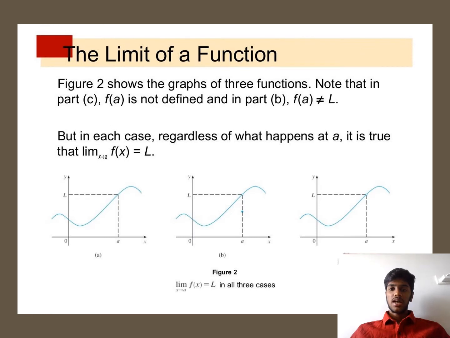Figure 2 shows the graphs of three functions. Note that in part C, f(a) is not defined, and in part B, f(a) is not equal to L. But in each case, regardless of what happens at a, it is true that limit as x tends to a of f(x) equals L. These are the graphs of three functions. Here, limit as x tends to a of f(x) equals L in all three cases.